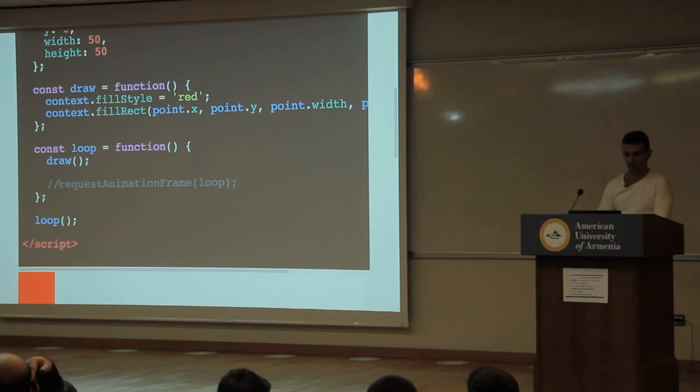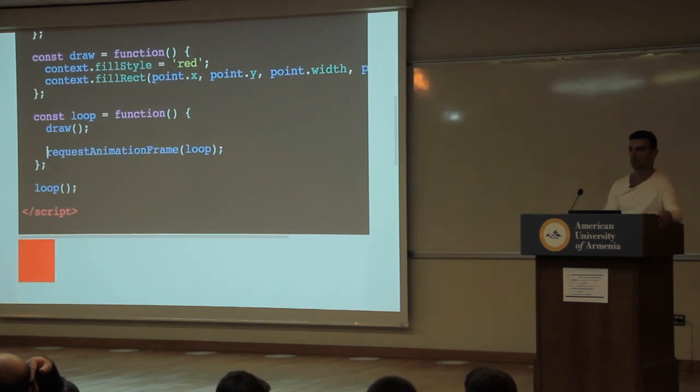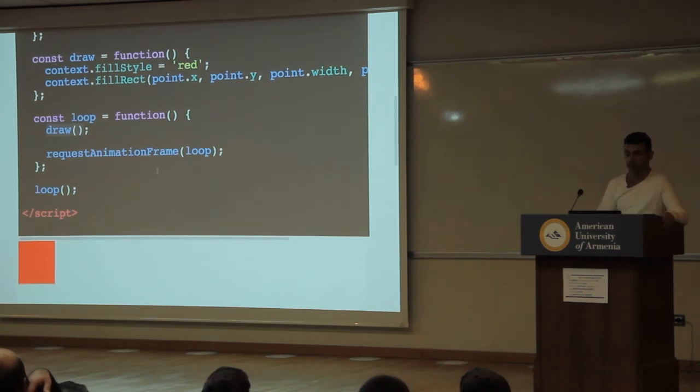Okay. Okay, now let's do this. What do you think is happening? Yeah, it keeps drawing on top of itself. Look, you come here, loop, you draw a rectangle, then you request animation frame. After a while, you call loop again, draw rectangle, request animation frame, wait, it calls loop again, you draw again, and it keeps doing this. It draws, waits, draws, waits, draws, waits. With me?